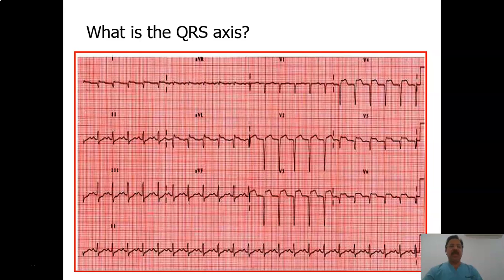What's the axis here? For the axis, we have to look at lead 1 and aVF and see the direction of the QRS complexes. So lead 1 is mostly negative and lead aVF is mostly positive. So our axis is a right axis deviation in this ECG.